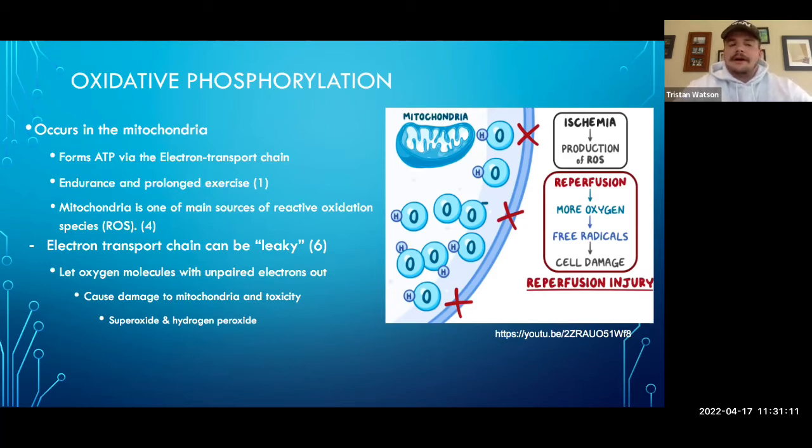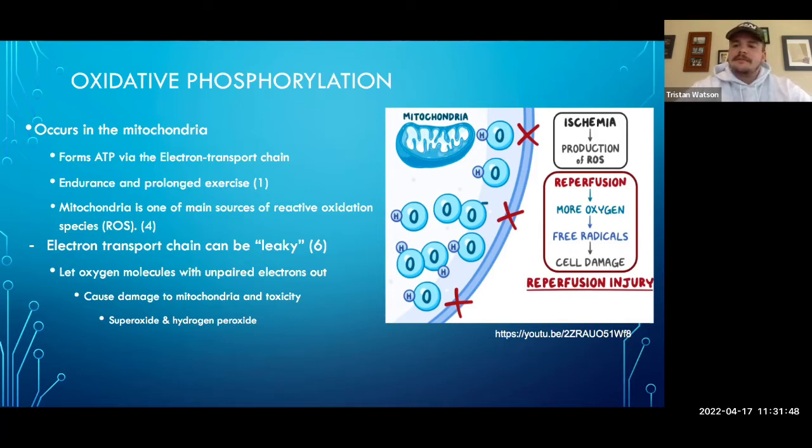It says that the electron transport chain can be leaky. You can see on the right there, through the electron transport chain, you see the production of ROSs and the free radicals, because the oxygen will go through the electron transport chain, and we're making ATP that way. Sometimes it gets leaky, and then you will have oxygens leak out with an unpaired electron, and that's where the free radical accumulation occurs, mostly when we're doing the oxidative phosphorylation. It lets oxygen molecules with the unpaired electron out, and that damages the mitochondria and causes toxicity.